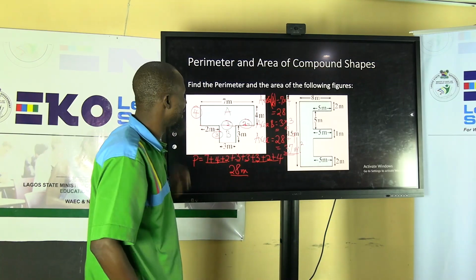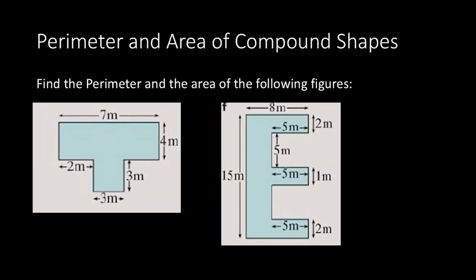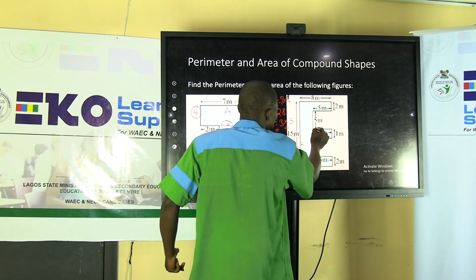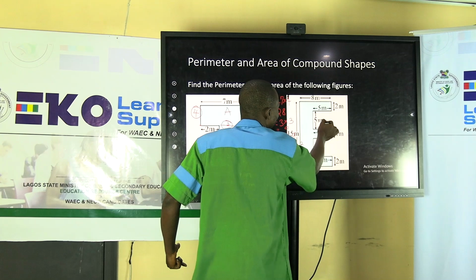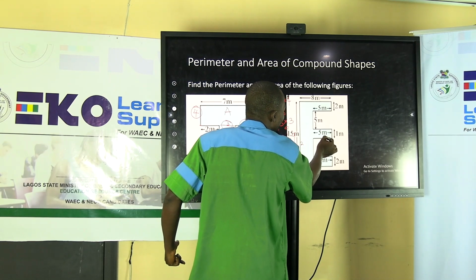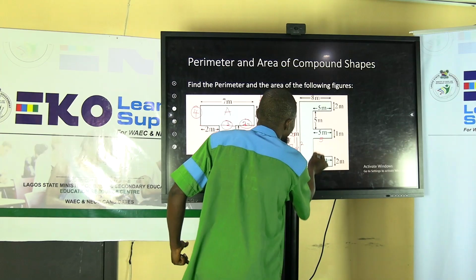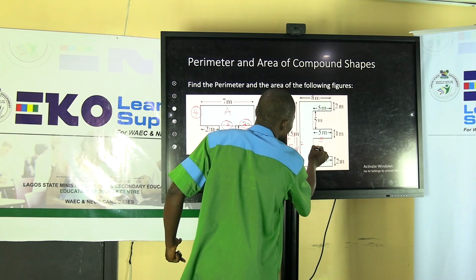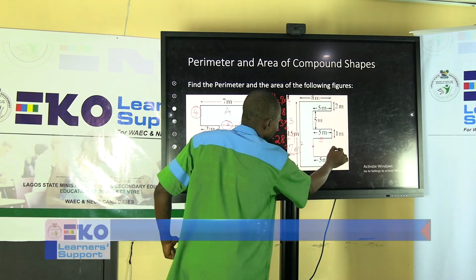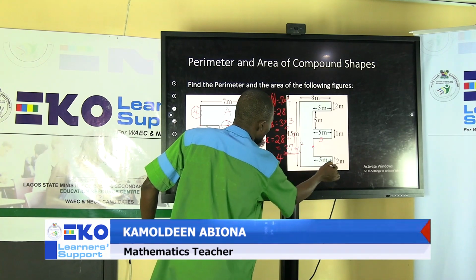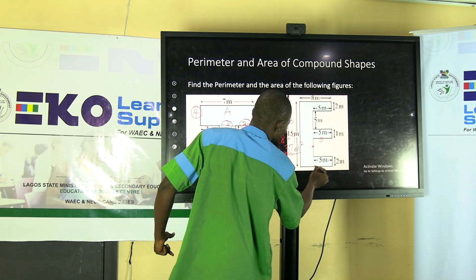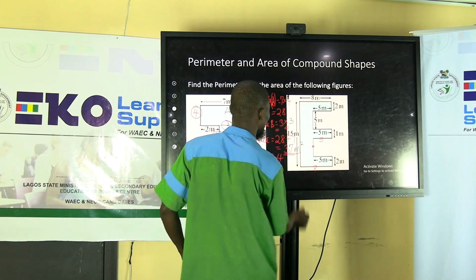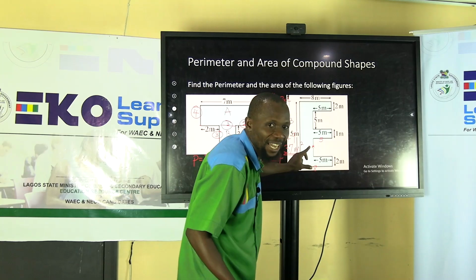So based on what we have done here, can you apply that here? It is still done in the same manner. Just look at it. This is 8, this is 2, this is 5, this is 5, this is 5, this is 1. What is this? Opposite sides are equal and parallel, so this is also 5. This is 5, this is 2. This is what? 8, because this is 8. And this is 15.